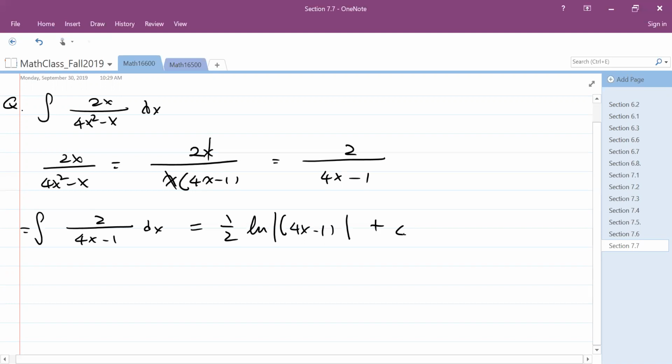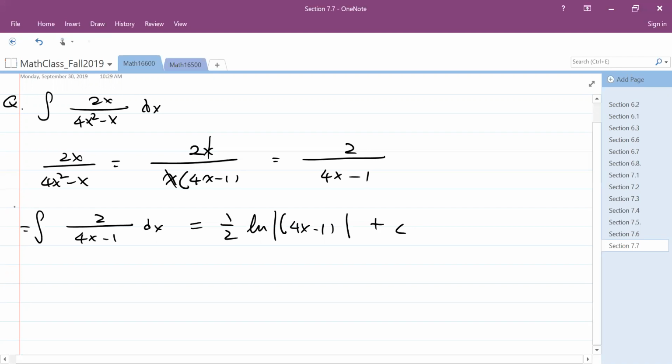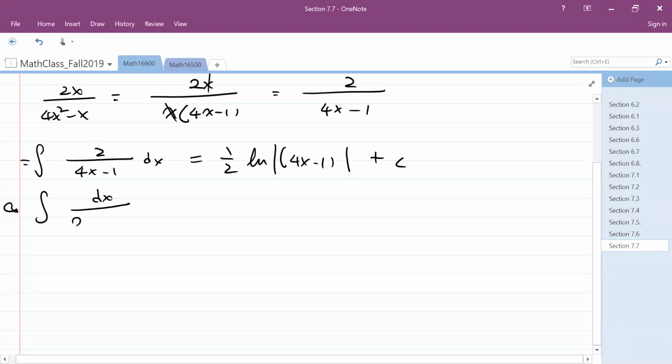is going to be the integral of dx over x times x squared plus 1. Okay. I hope you have some ideas to solve this.